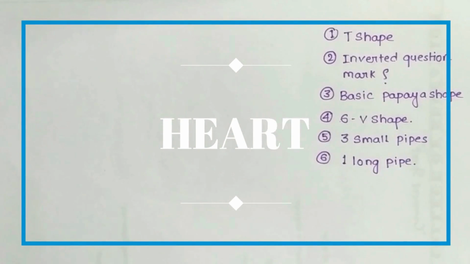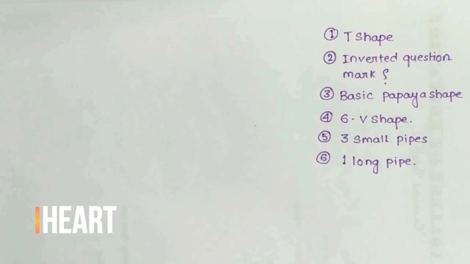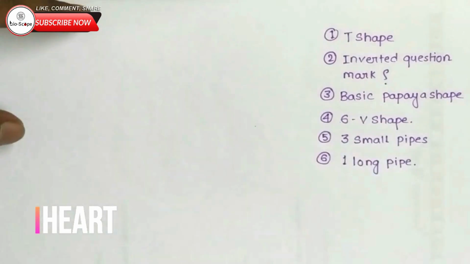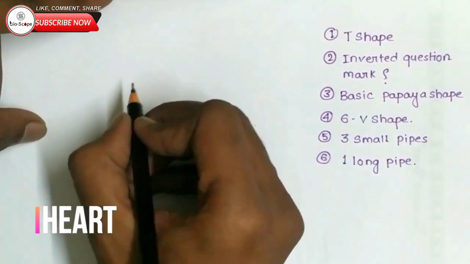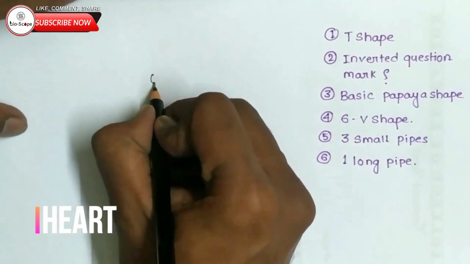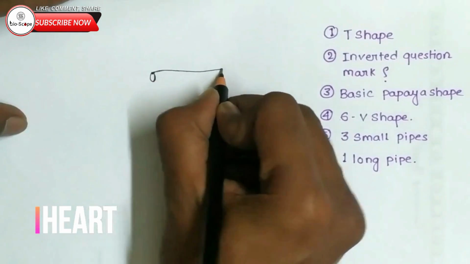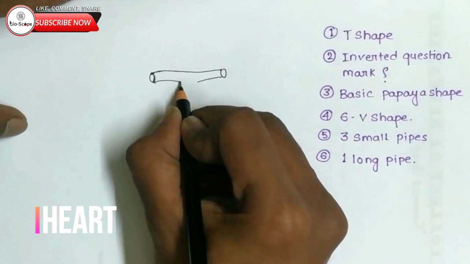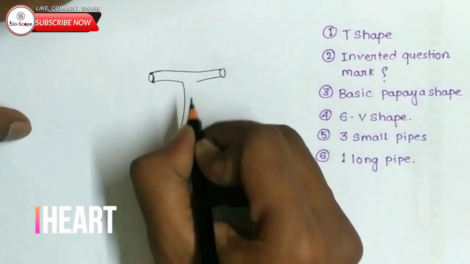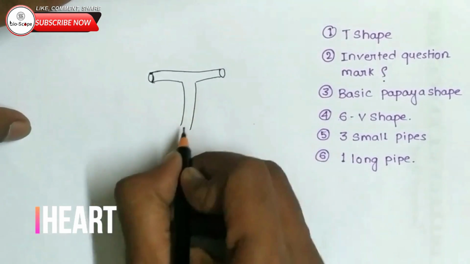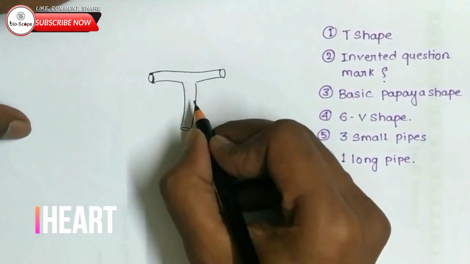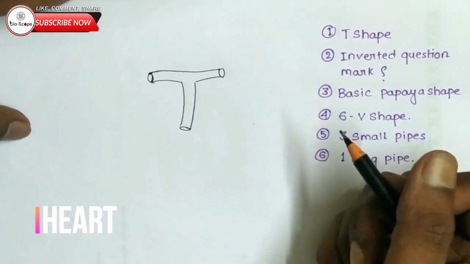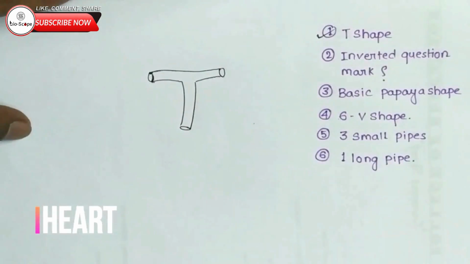So now I am going to show you how you can easily draw the diagram of a heart within 2 minutes by following a few simple steps. So first, you have to make a T shape. Make the end of the T slightly move towards the right side. Okay. So here is the T shape.